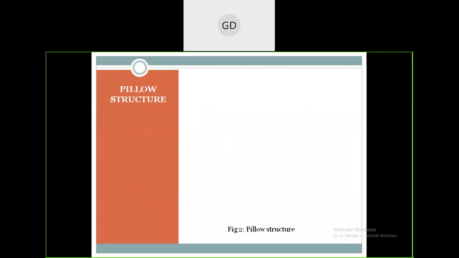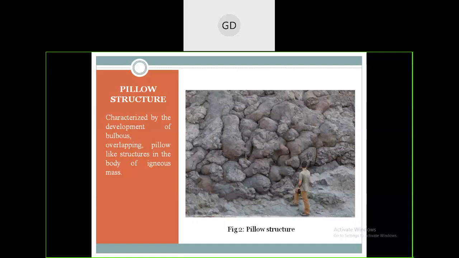So next one is the pillow structure. What is a pillow structure? It is characterized by the development of bulbous overlapping pillow-like surfaces in the body of an igneous mass. By watching the picture, I think it is clear to you. You can see some pillow-type structures in the rocks. So this is the pillow structure.